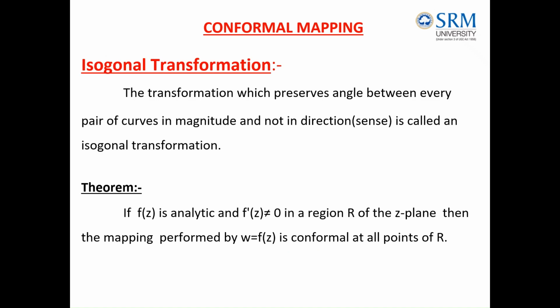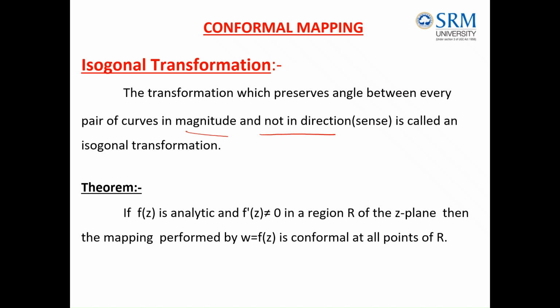Next we are going to see what an isogonal transformation is. The transformation which preserves the angle between every pair of curves in magnitude and not in direction, that is sense of rotation, is called an isogonal transformation.